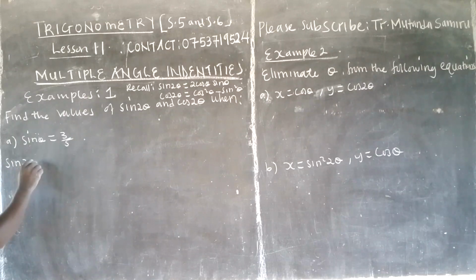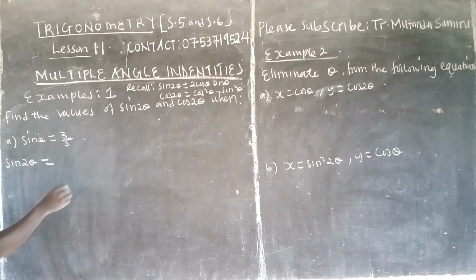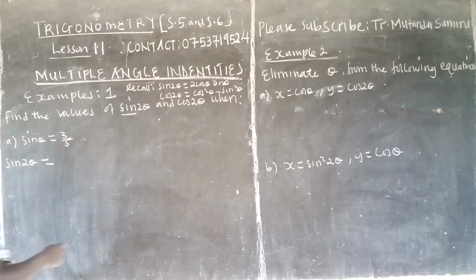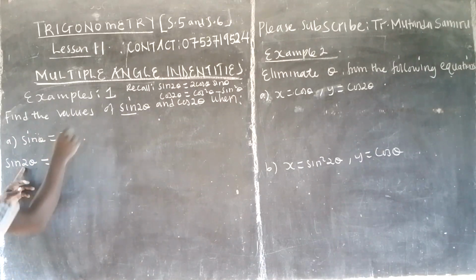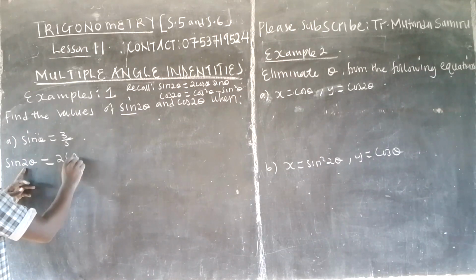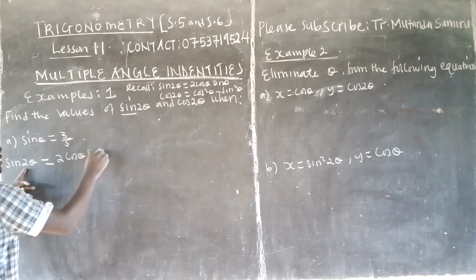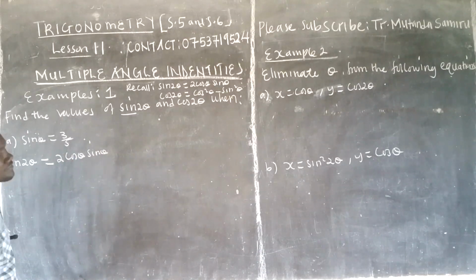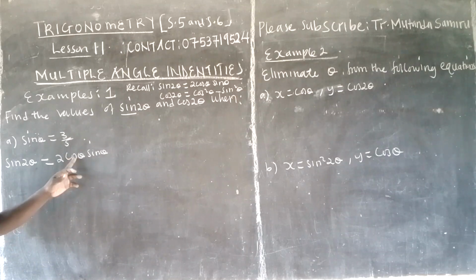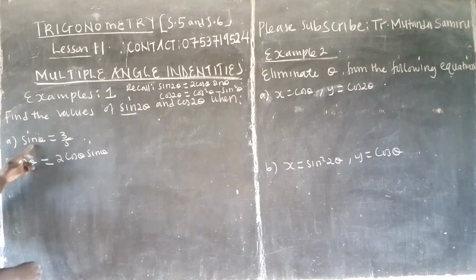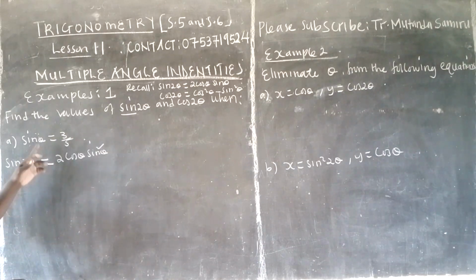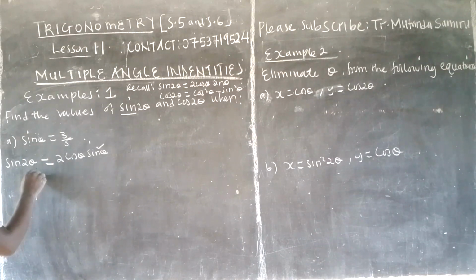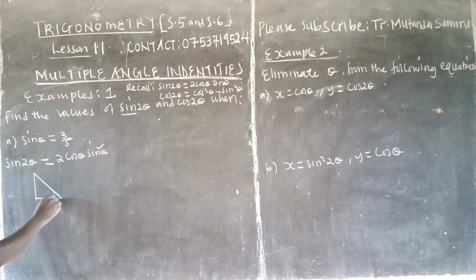Starting with sine 2 theta is equal to, because they want us to find this and that, so I'm beginning with this. Now let's expand this using the identities. So it will be 2 cos theta sine theta, like that. The order doesn't matter. It can start with sine theta cos theta, or like this, no problem. Now you realize that we have sine theta. Sine theta is known, it is here. But do we have cos theta?